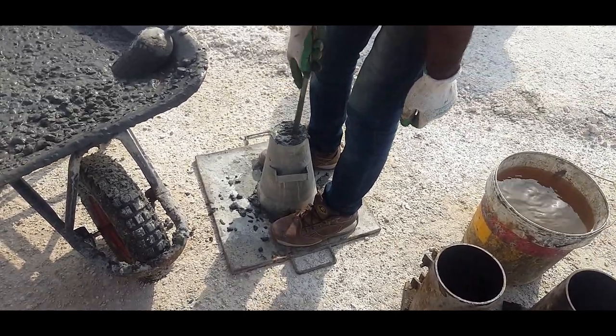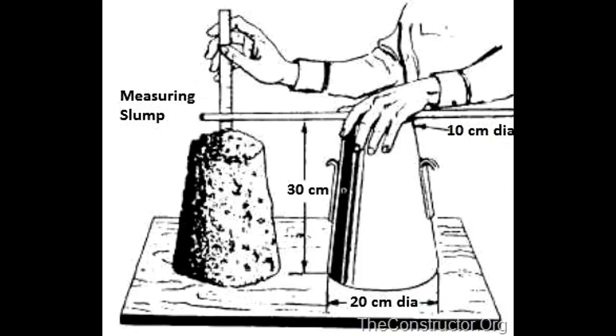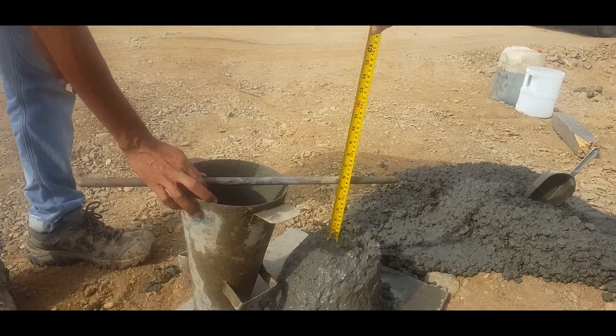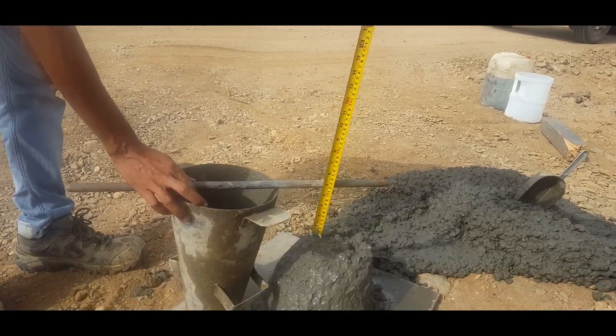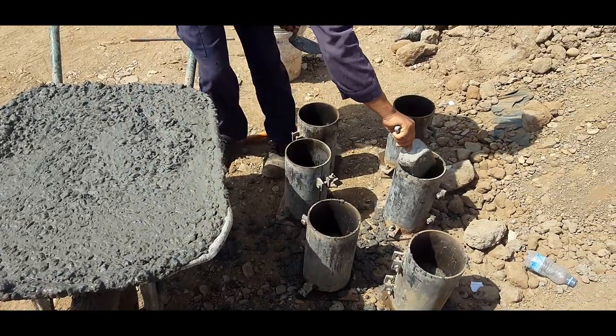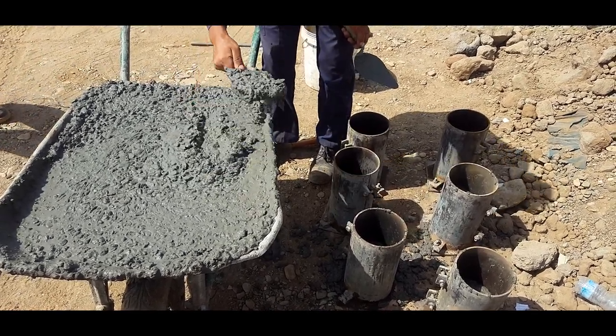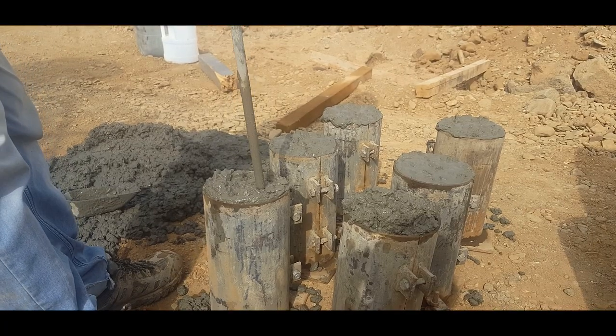At the end of the third stage, when the cone is filled, the mold is carefully lifted vertically upwards. The concrete then slumps. The slump of the concrete is measured by measuring the distance from the top of the slumped concrete to the level of the top of the slump cone. If the slump meets our design requirement, we can proceed for pouring. Concrete cylinders need to be made for each leg. Later, after 28 days, they need to be crushed to verify the acceptance criteria.